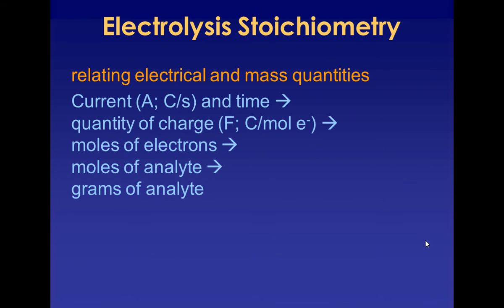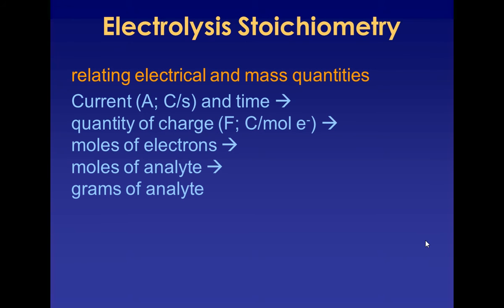The last thing we're going to talk about with electrolysis is how we can use the current that we have present and the chemical reaction to relate electricity to mass quantities. We can figure out how much of a particular element is going to be generated, or how long we're going to need to allow the electrolysis to proceed to produce so much of a material.